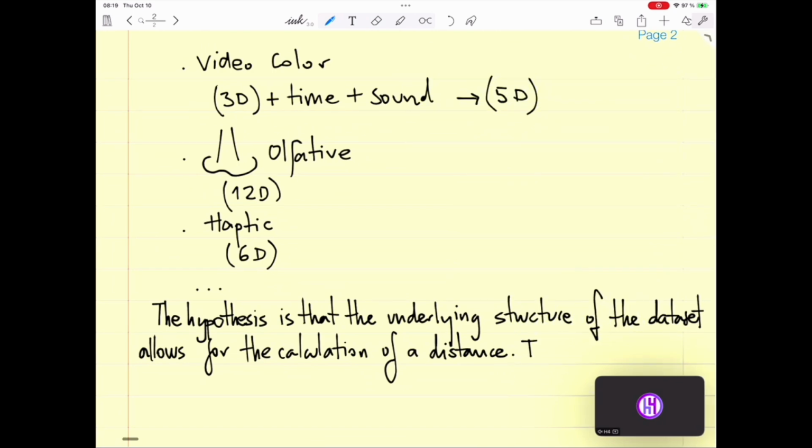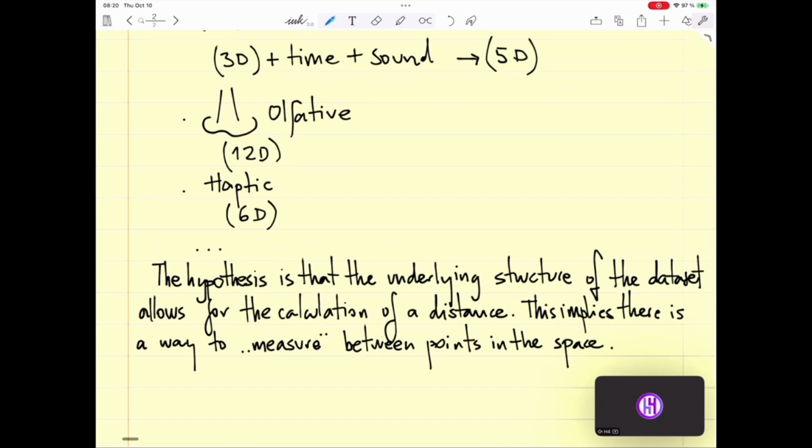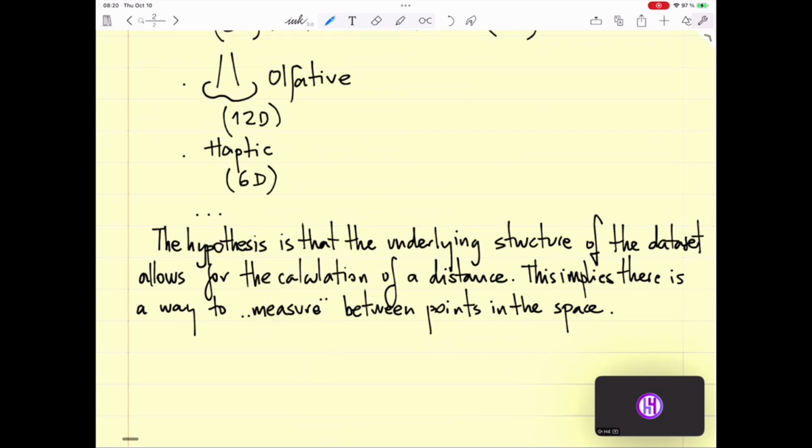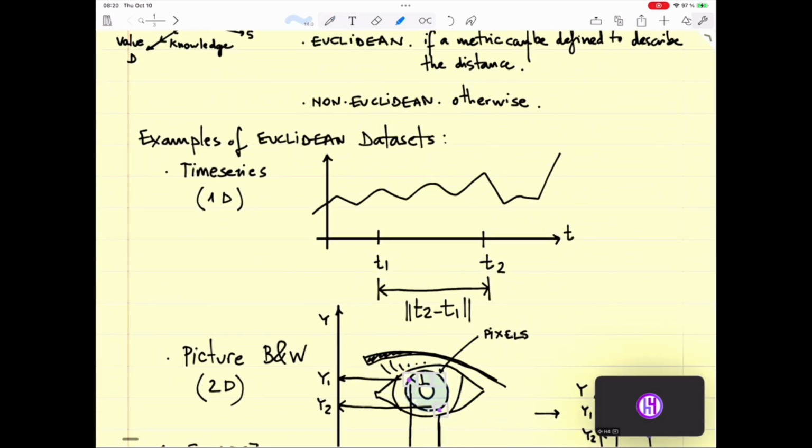This implies there is a way to measure distance between points in the space. Okay? But not all data sets are Euclidean. Some are not Euclidean, and they are important. So these are examples of Euclidean data sets. Any questions? Questions on the remote side? Those of you online.